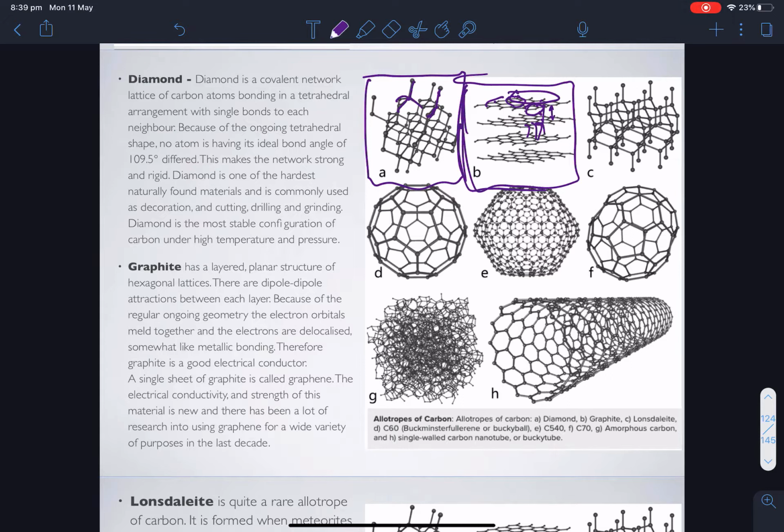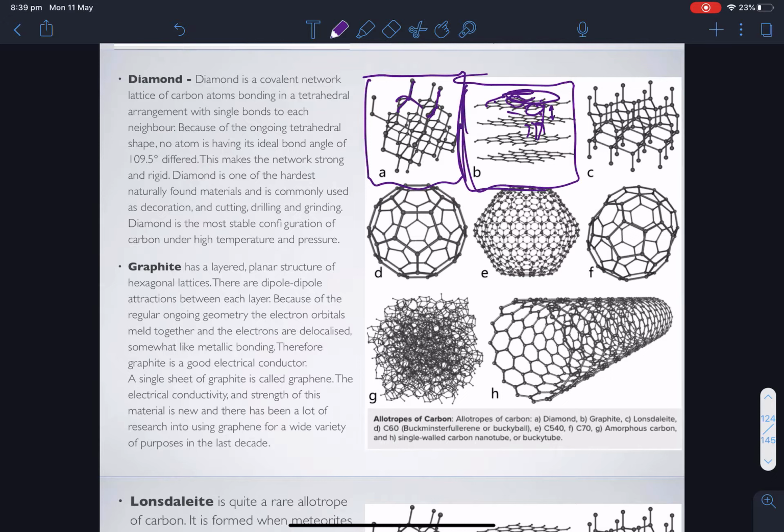Because these electrons are floating above and below, and they're not so much tied to one single atom, we call that, remember, just like metallic bonding, these electrons are delocalized. So it's somewhat like metallic bonding in graphite. And because of this property, graphite is a good electrical conductor because these electrons are delocalized. So it acts like a metal in some ways.